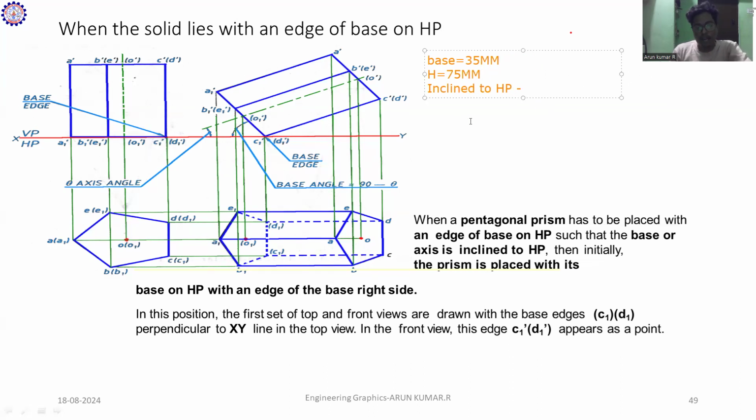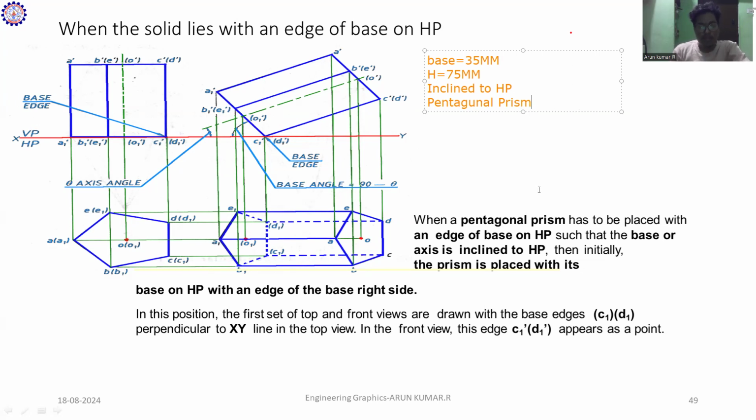Based on the data, I have to consider the pentagon. The foremost thing, as I already told you, is what type of solid is given. Here I have been given the pentagonal prism on the HP. So these are the data given, and according to the data, we have to construct the diagram.